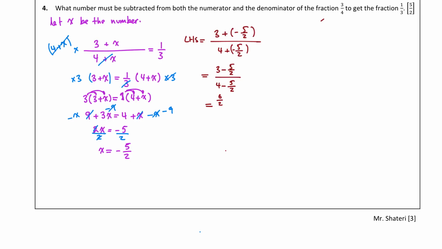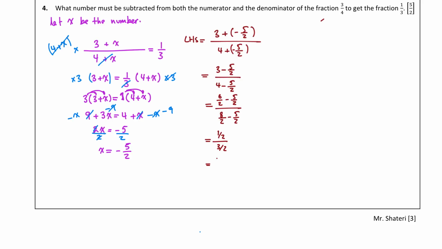will give me 6 over 2 for 3, because 6 divided by 2 is 3, minus 5 over 2. And here I will get 8 over 2, which is 8 divided by 2 is 4, minus 5 over 2. 6 over 2 minus 5 over 2 is 1 over 2. And 8 over 2 minus 5 over 2 is 3 over 2.